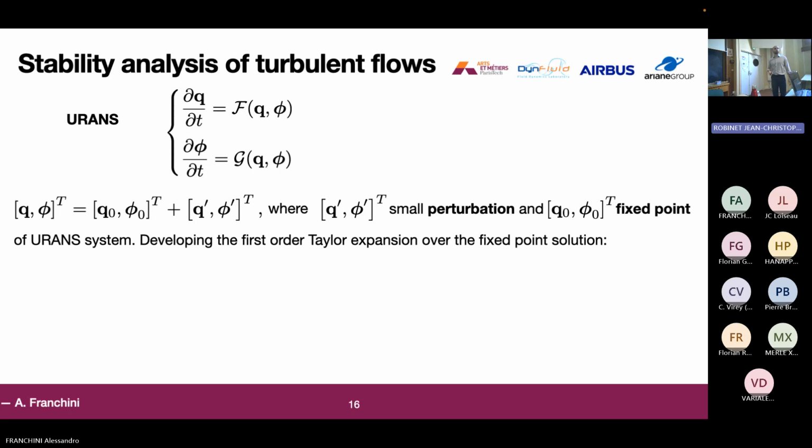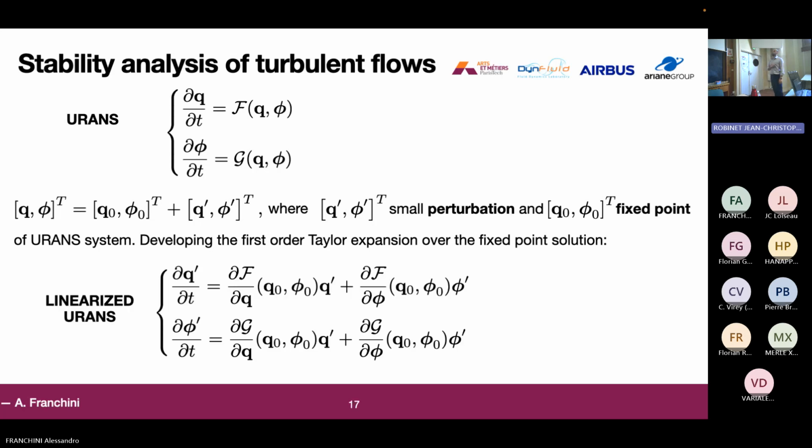If we develop the first order Taylor expansion around this fixed point solution, we get the linearized URANS equations, in which here I separate the Jacobian terms, in which, for example, the derivative of f over q is the first block of the Jacobian matrix, in which there's the derivative of q, then there is the derivative of the turbulence variable. And so here now we solve over the perturbed vector.